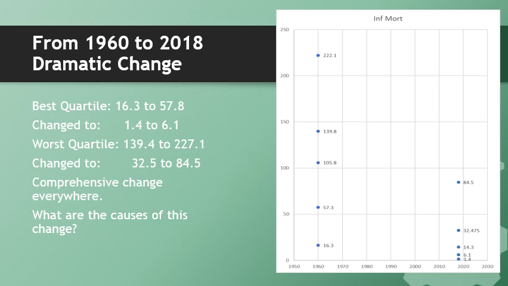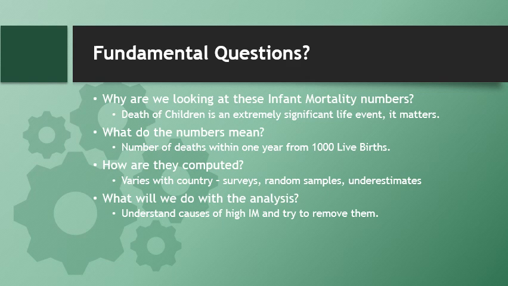That's a dramatic change. It means that even the worst countries, the worst 25% of the countries, have dramatically improved in terms of infant mortality. So the issue is, how did this happen? What was the cause of this change? We call these the fundamental questions of real statistics.